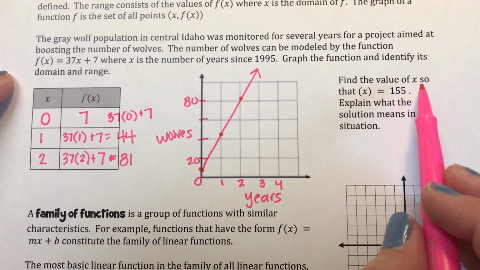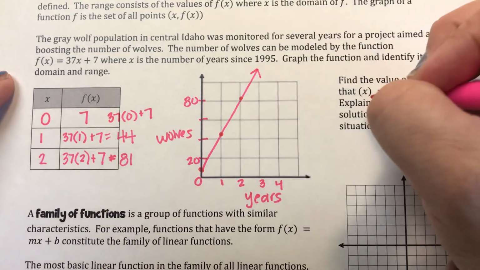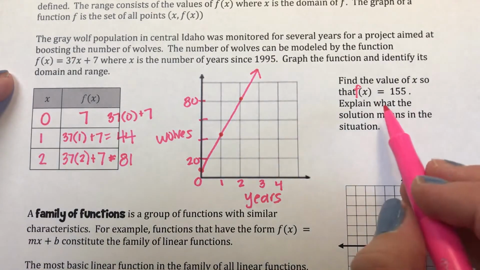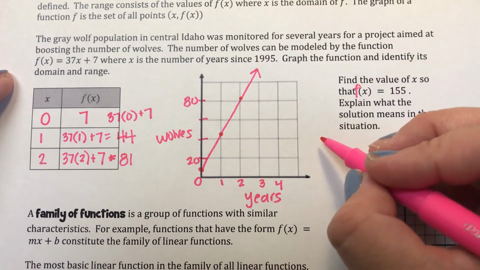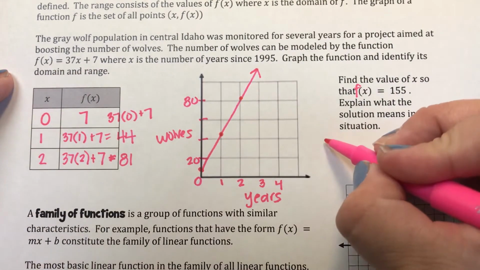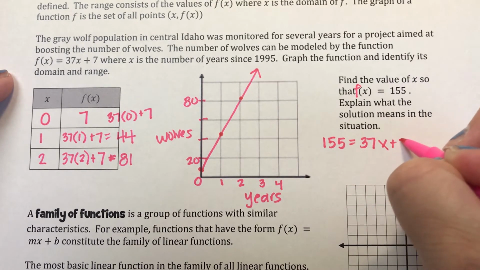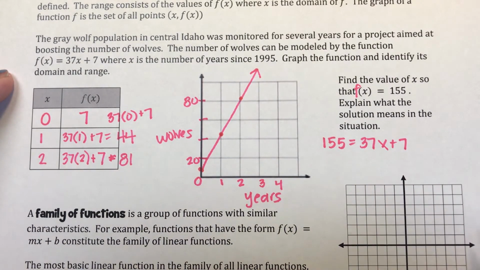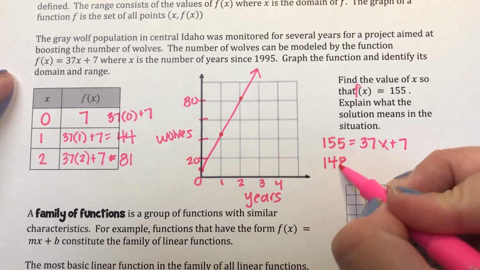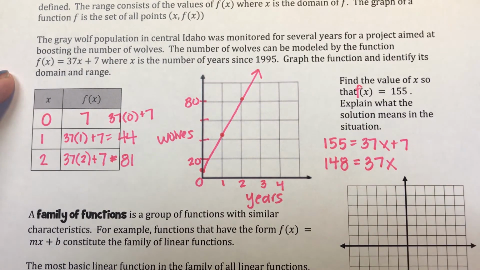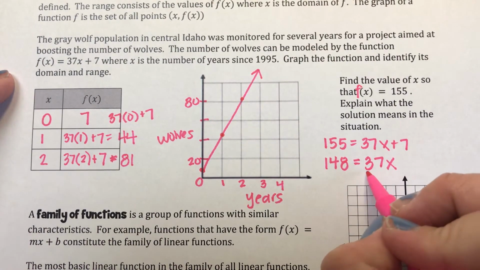So now it says find the value of x so that f of x is 155, and then explain what the solution means in the situation. Okay, so if I want f of x to be 155, this is my function. So 155 is 37x plus 7. So we're going to subtract 7 from both sides to get 148 equals 37x. And then we're going to go ahead and divide both sides by 37.